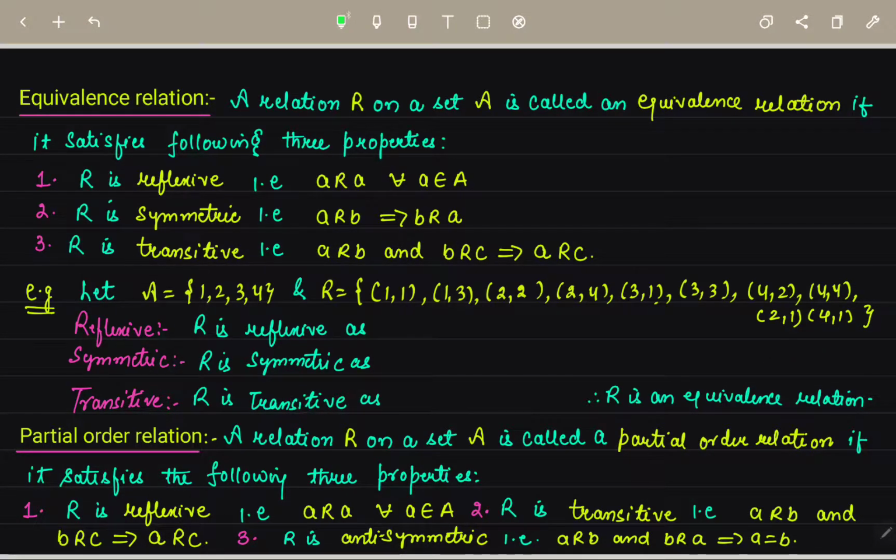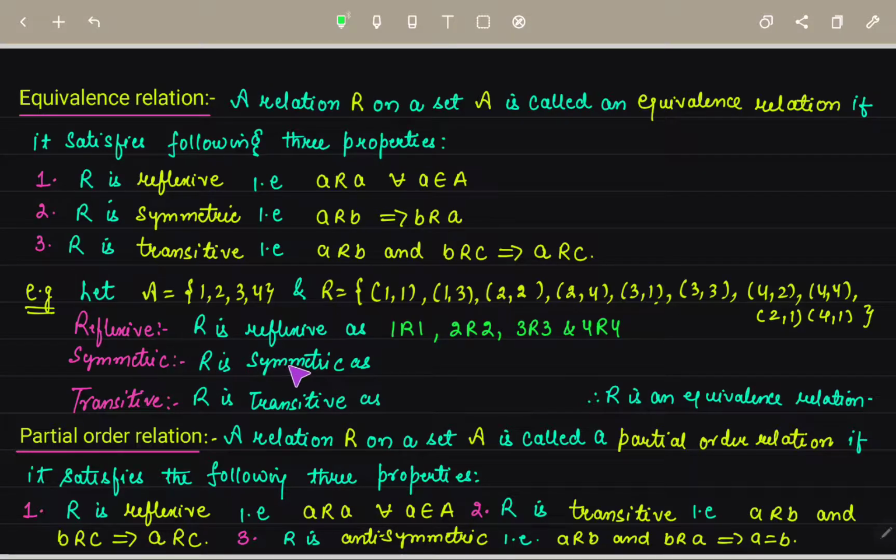So now we have to show that this relation is basically reflexive on this set. So for reflexive, we have to show that A is related to A. So clearly 1 is related to 1 from this relation which we have defined on this set. Similarly 2 is related to 2, 3 is related to 3 and 4 is related to 4. So clearly A is related to A, and we can also say that for all A belonging to the set A, all these elements are from this set A and these are related to itself. So hence this relation R is reflexive.